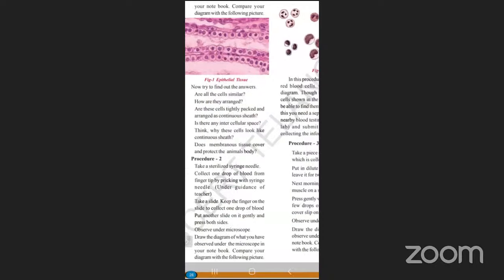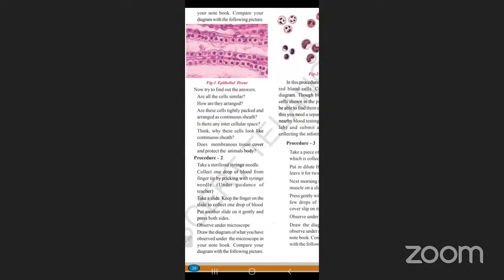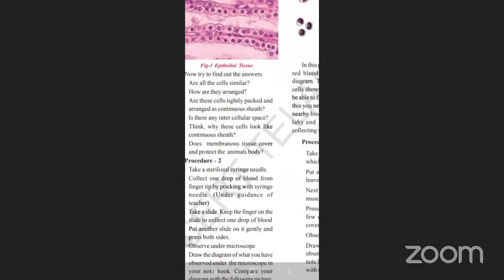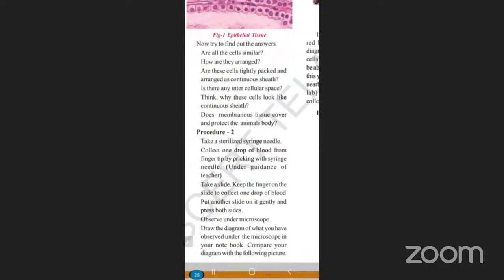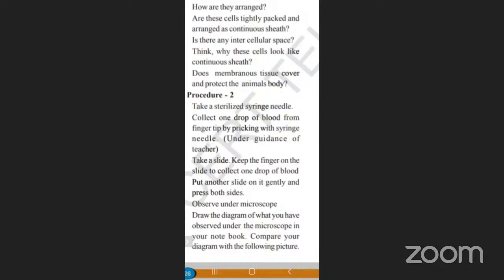Observe carefully, and you will get the answers to all these questions. Why do these cells look like a continuous sheath? We can observe the continuous sheath here. Does membranous tissue cover and protect the animal body? As I told you, epithelial tissue covers or protects the inside or outside of the animal body. To know more, we have procedure 2 also. So next, we can go for procedure 2.